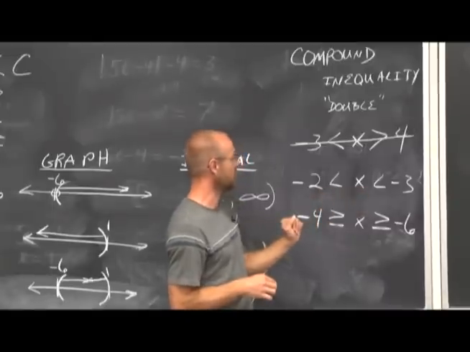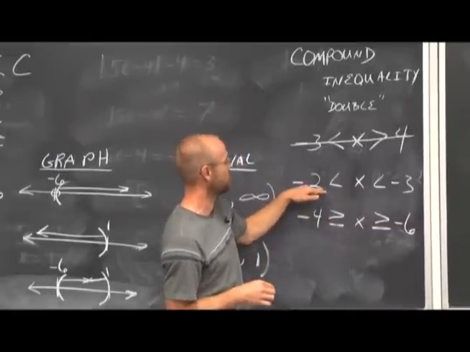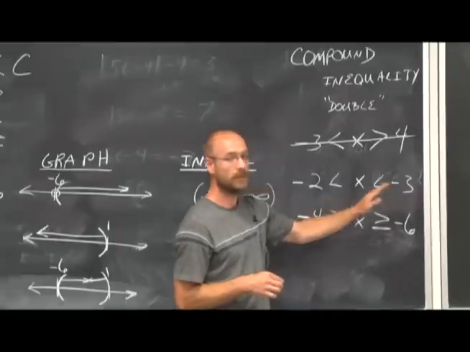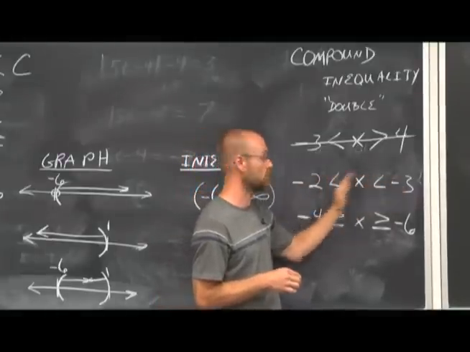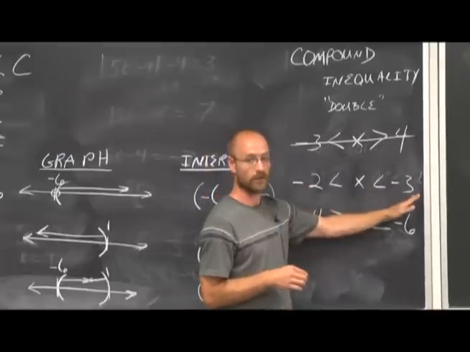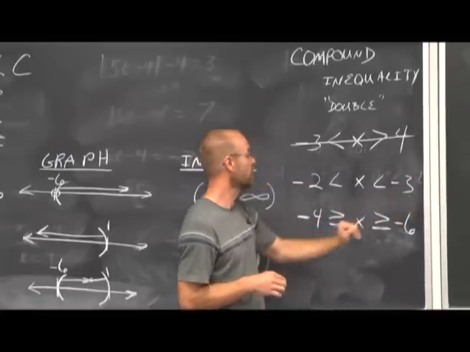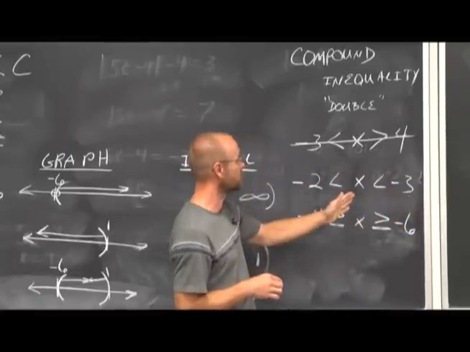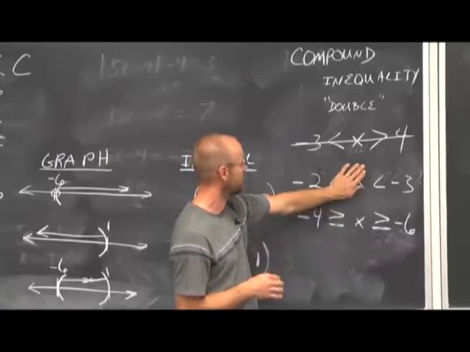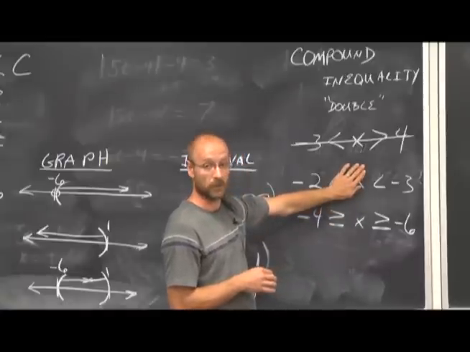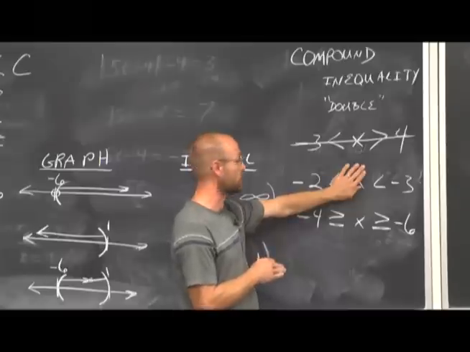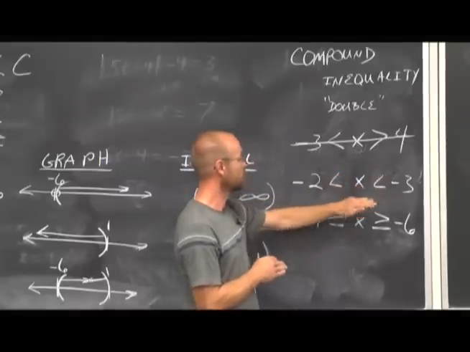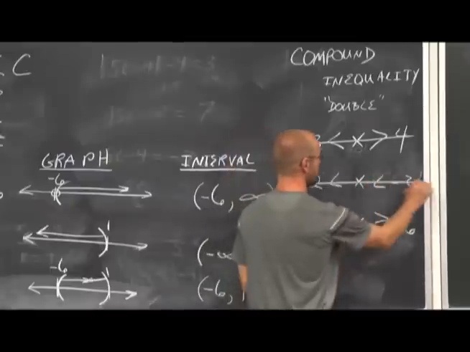Now, if we look at the next one, we have -2 and -3. Again, -2 is a larger number than -3. So it doesn't go from least to greatest, right? This one's more negative. But does it make a true statement? Well, it's not in the right format, and it doesn't make a true statement. This is wrong no matter how we look at it. -2 is not less than -3. It's greater than, and same thing there. So this is not a true double inequality.